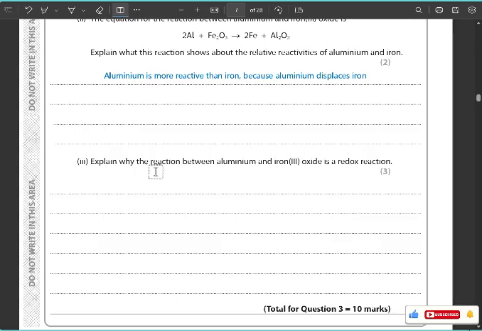The next one. Explain why the reaction between aluminium and iron(III) oxide is a redox reaction. Because aluminium is oxidized and iron oxide is reduced, aluminium gains oxygen while iron oxide loses oxygen.